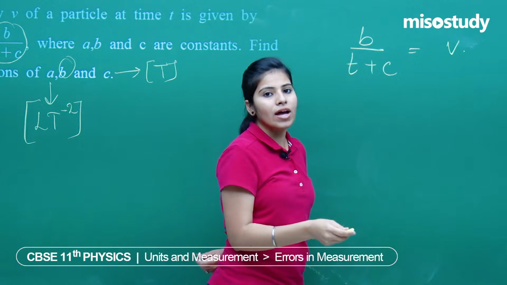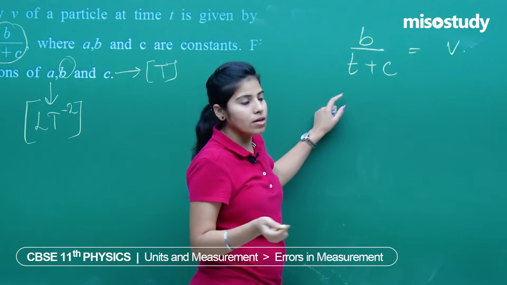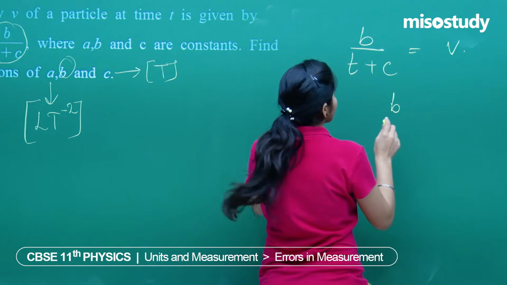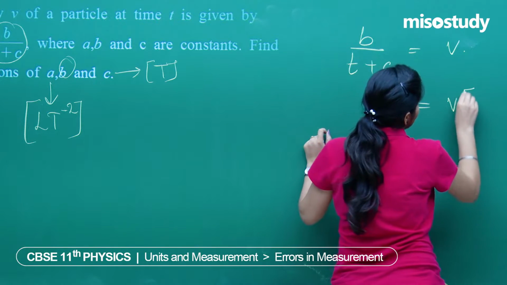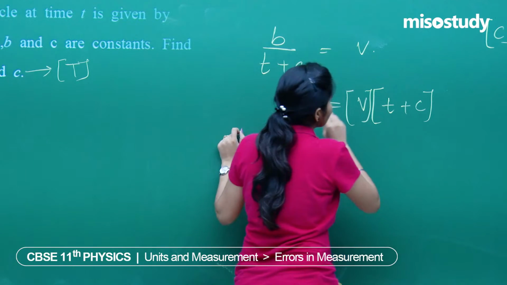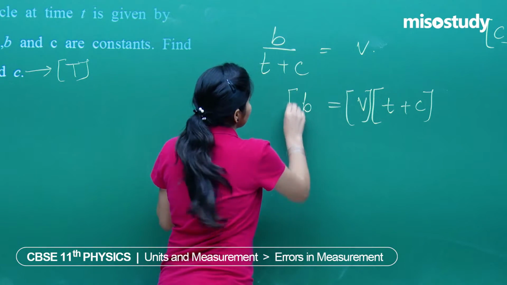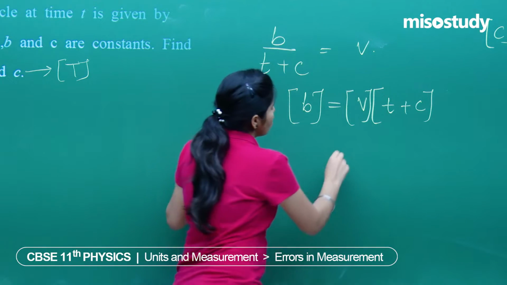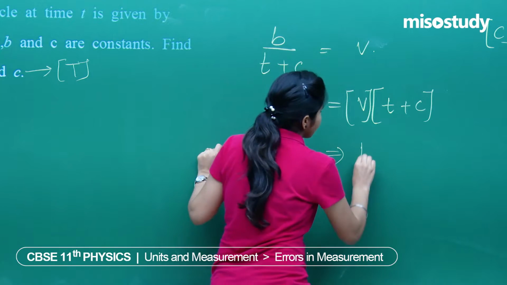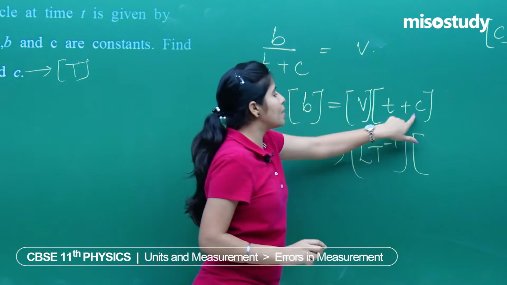Now, again we know that the dimension of T and C is equal. And B we have to find. So, we can write it as V into T plus C. This should be the dimension of V, and this should be the dimension of T plus C. We know that the dimension of V, that means velocity, is LT minus 1. Now, multiply it with T plus C.